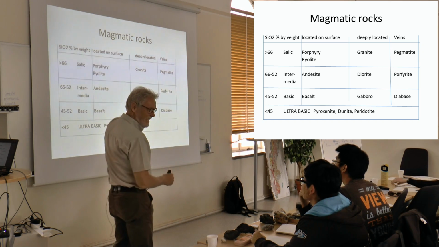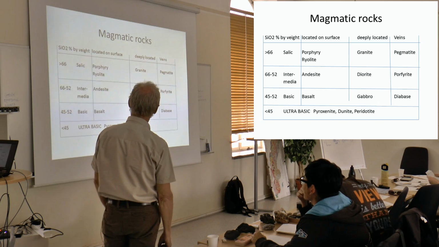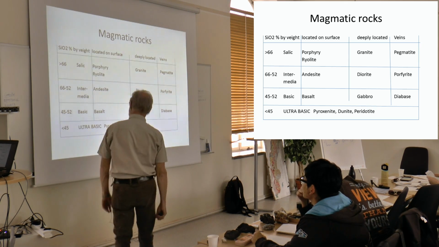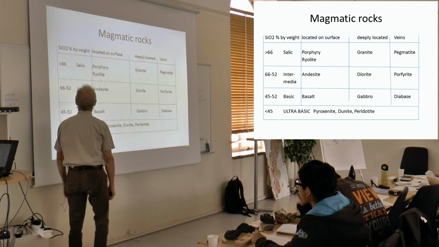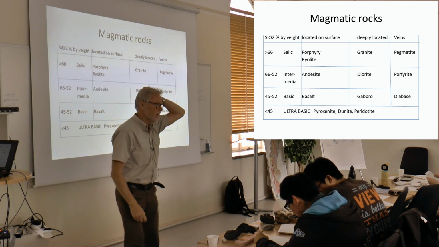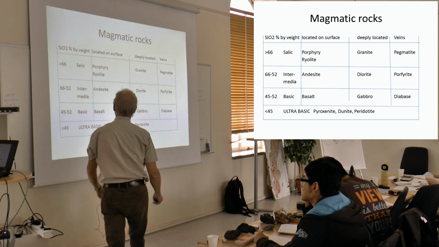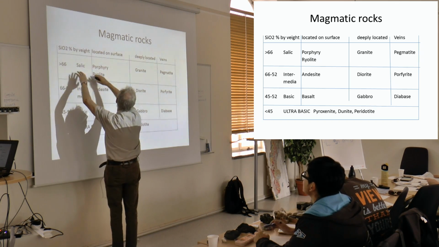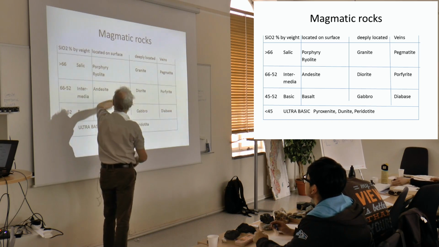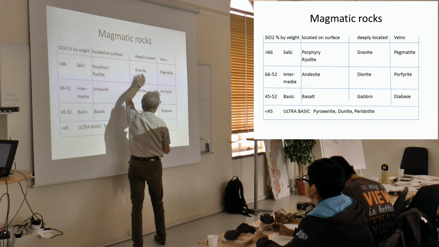Oh, it's so nice to have this picture. This is a diagram which I love. No one can love this one. If we have more than 66% of silica in a magmatic rock, then we have what we call an acid rock. And the main acid rock is granite.